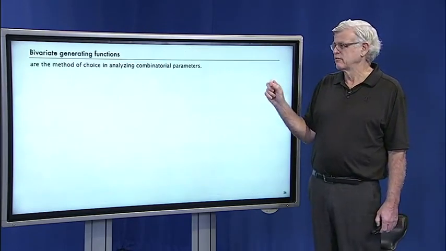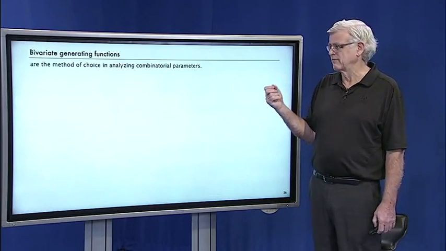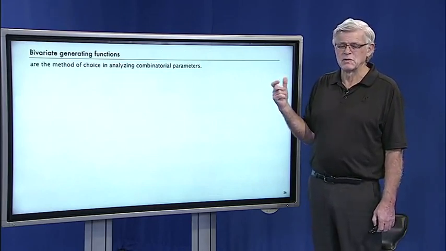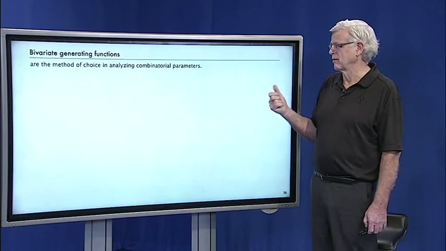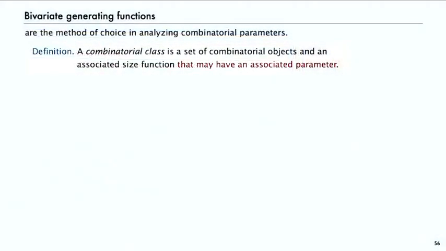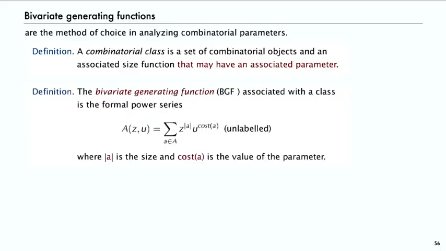And actually, the idea is to use bivariate generating functions. That's really the way to analyze combinatorial parameters. So the idea is now for a combinatorial class, we have not just a size function, but we also have an associated parameter that has a cost. And we want to analyze the cost associated with the size. We're looking for the average number of cycles in all permutations of size n and so forth.